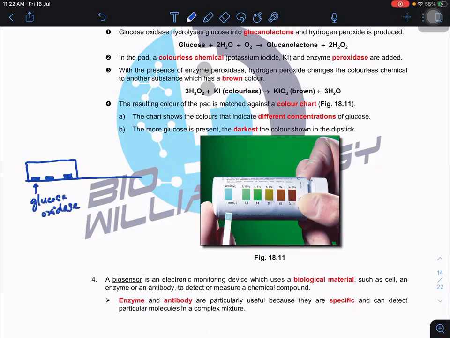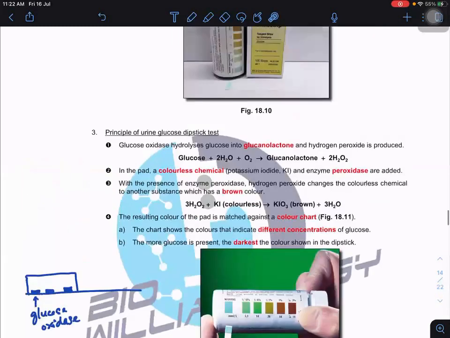Are you clear? Okay, glucose oxidase. So what does this immobilized enzyme do? This immobilized enzyme can convert the glucose together with the water in the urine to give us a compound called gluconolactone, with the side product produced here, hydrogen peroxide.